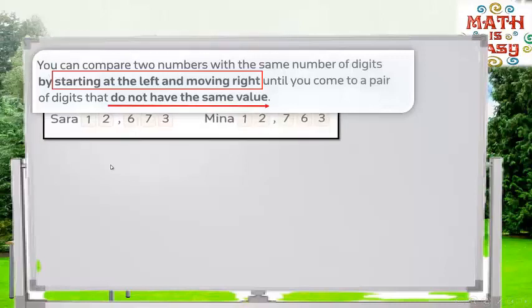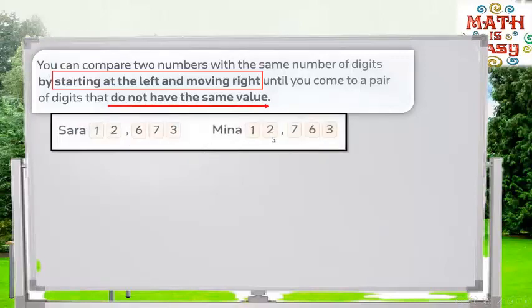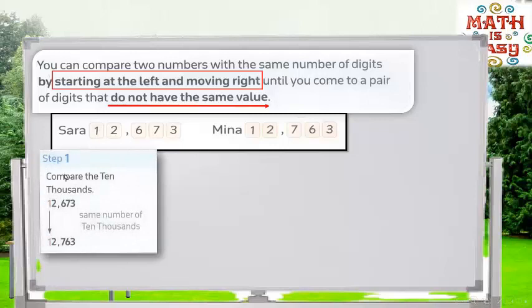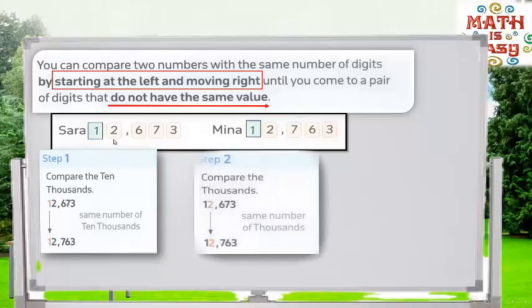Look here. We have two numbers and we want to compare between them to determine which one is more and which one is less. Here we should start from the left side. First step, compare the 10,000s. The 10,000s is the highest place in our numbers, so compare the highest place here with the highest place in the next number. Next step, go to the next digit. We have 2 here and 2 here. They have the same number of thousands.